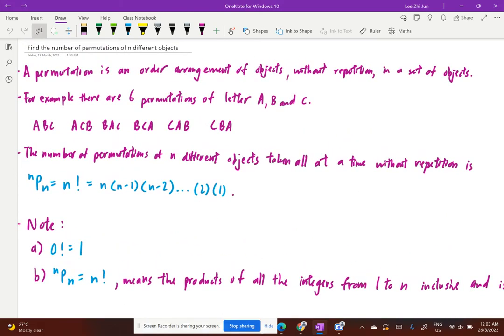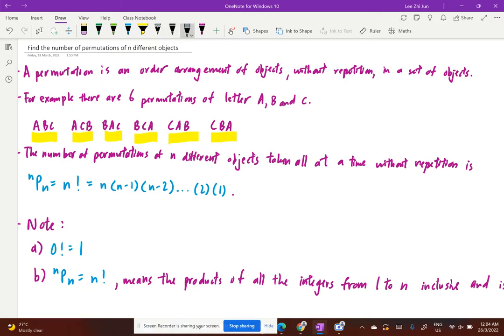A permutation is an ordered arrangement of objects without repetition in a set of objects. For example, there are 6 permutations of the letters A, B, and C, which can be ABC, ACB, BAC, BCA, CAB, CBA. Here's an easy example. The number of permutations of n different objects taken all at a time without repetition will be nPn, or n factorial, just like arranging it like this.